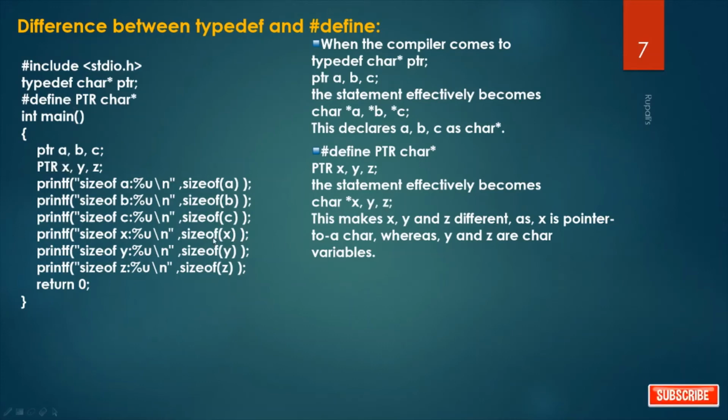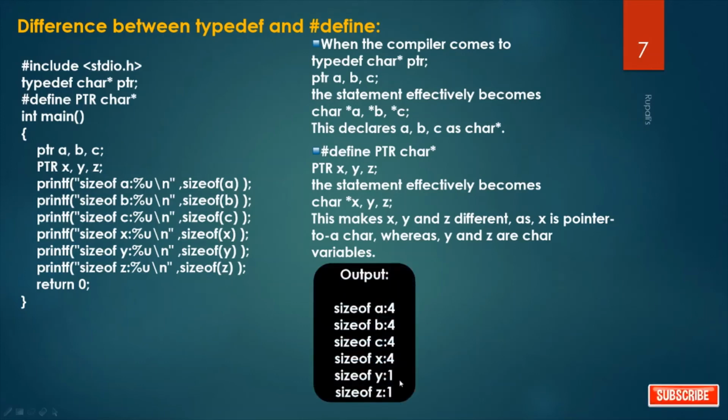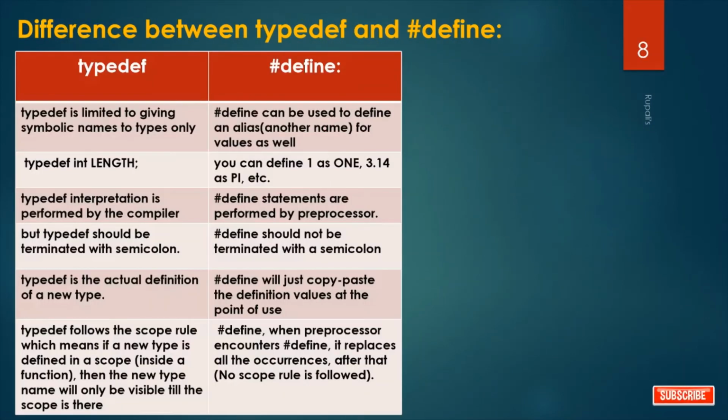So when I want to get the size of x, y and z, x is a pointer to a character. So it is a pointer variable. So what is the size of a pointer variable? This is an integer. So it takes how many bytes? 4 bytes. So pointer always takes 4 bytes because it is integer. So size of x is 4, and y and z are normal character variables, so their size is 1. So when I run the program, we get the output. Size of a is 4, b is 4, c is 4, x is 4, and y, z are 1. So we already learned from the previous program the difference between typedef and hash defined.